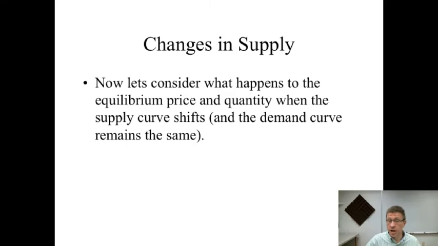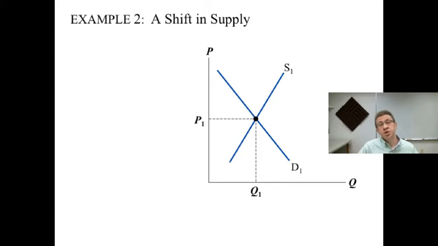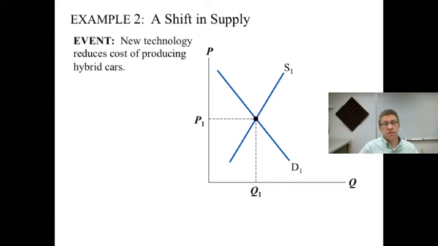Let's move over and look at what happens when the supply curve changes now. So a shift in supply instead of a shift in demand. We're going to look at hybrid cars again. New technology reduces the cost of producing hybrid cars. What is that going to mean for our demand? Nothing. Nothing about consumer preferences changes when a new technology reduces the cost. What about the supply?